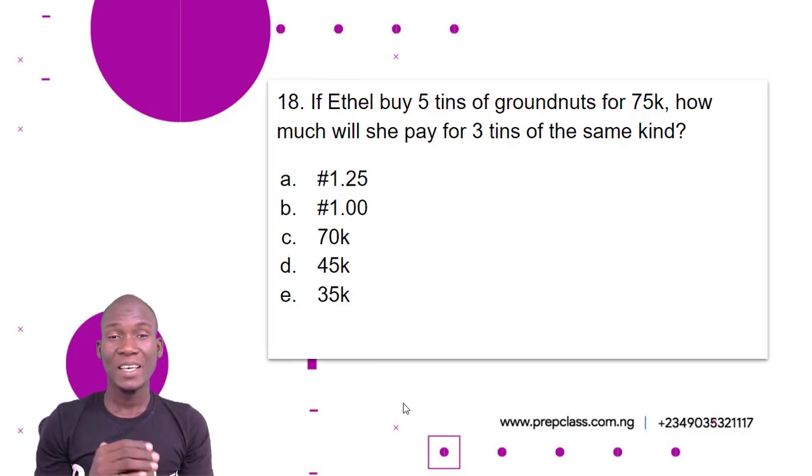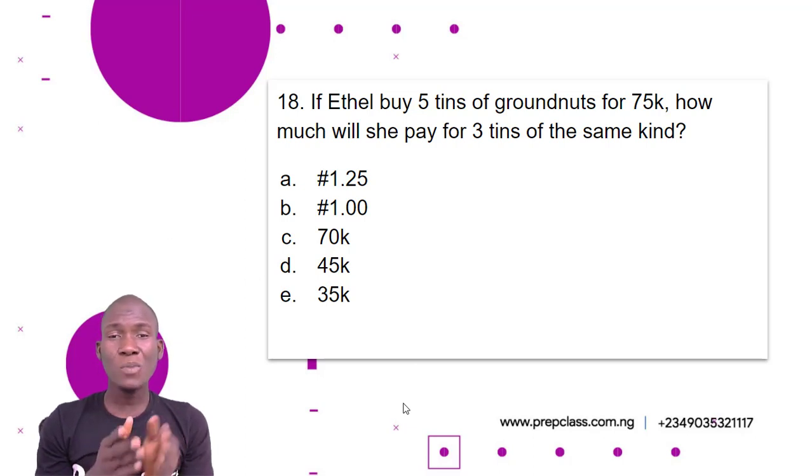Question number 18. If Ethel buys 5 tins of groundnuts for 75 kobo, how much should she pay for 3 tins of the same kind? A. 1 naira 25 kobo, B. 1 naira, C. 70 kobo, D. 45 kobo, E. 35 kobo. Now for you to solve this question, you need to think and break down this question into a more simple form so that you can easily get your answer. Now Ethel bought 5 tins of groundnut for 75 kobo.